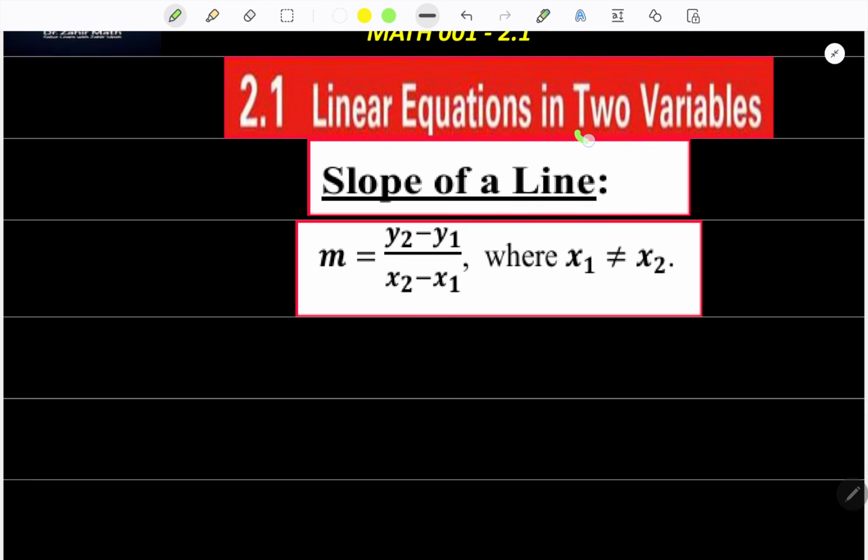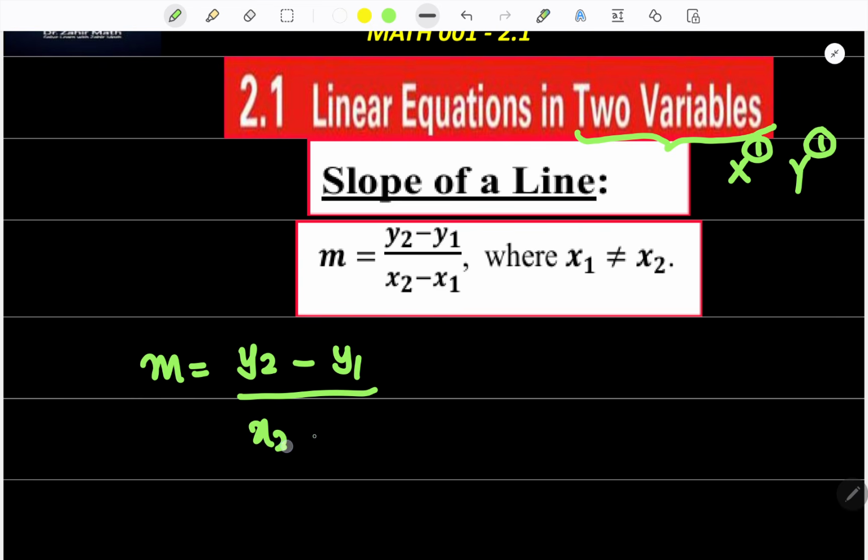Now here, we are going to study linear equation in two variables. It means there are two variables x and y, and both the power of x and power of y is what? 1. So that's why it's called a linear equation in two variables. The first rule you're going to study is slope of a line. What is the rule? m equals y2 minus y1 divided by x2 minus x1, provided x1 is not equal to x2. If it is equal, the denominator will become 0, right? Then the slope does not exist, or you can say slope is undefined.